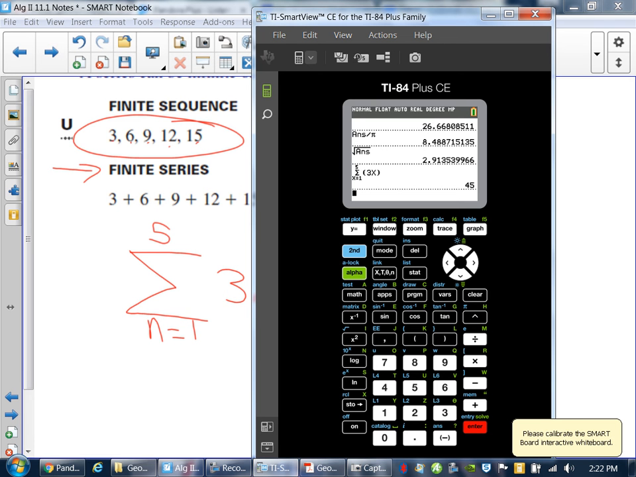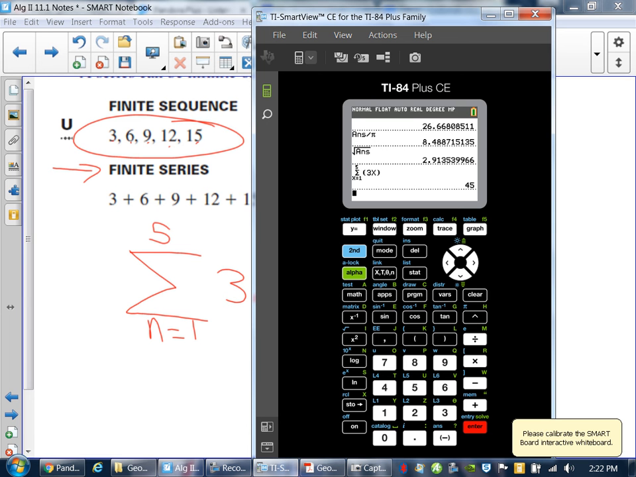What's nice, and now this one obviously is really easy, you probably would have just added them all up by hand anyway, because it's quicker. But what happens sometimes is you're going to get one that will have 13 terms that you don't want to add together. Yeah. 3 plus 6 plus 9 plus 12 plus 15 is 45.